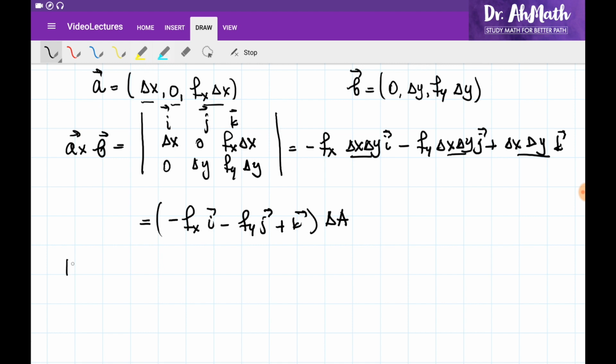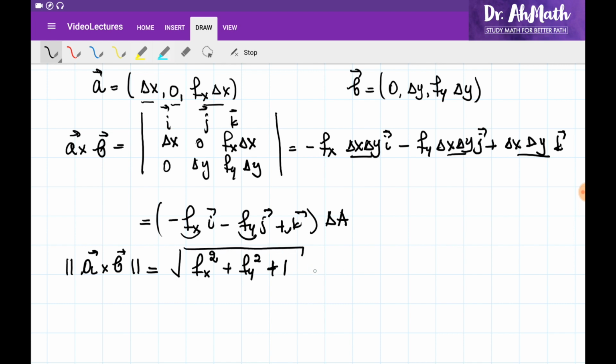Then the area of the tangent plane would be the magnitude of this vector. And in order to obtain the magnitude, what we need to do is take the square root of this part, which is fx squared, plus fy squared, plus 1 squared, multiplied by delta A. So this is the area of one tangent plane at the point ij.